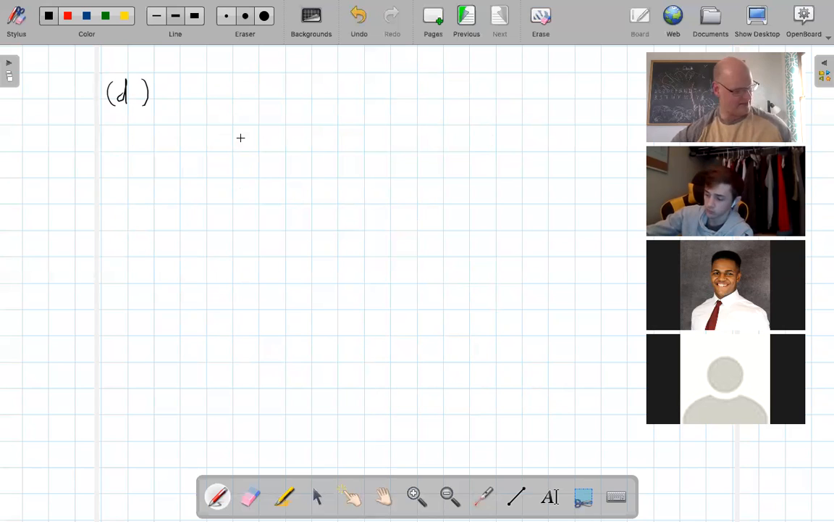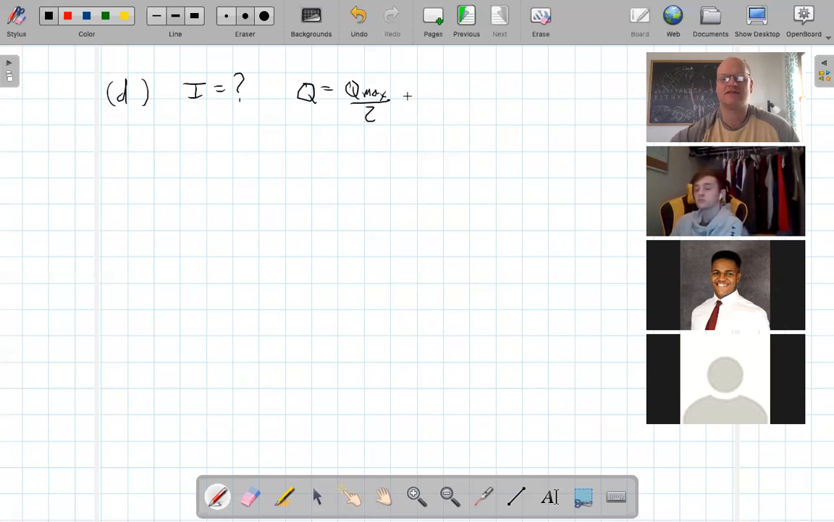Part D then says, we now want to know what is the current when the charge is half of its maximum value. So we want to know what's the current when the charge equals half of its maximum value. So what is the current when Q on the capacitor is equal to half of Q max. So this is what we want to know.